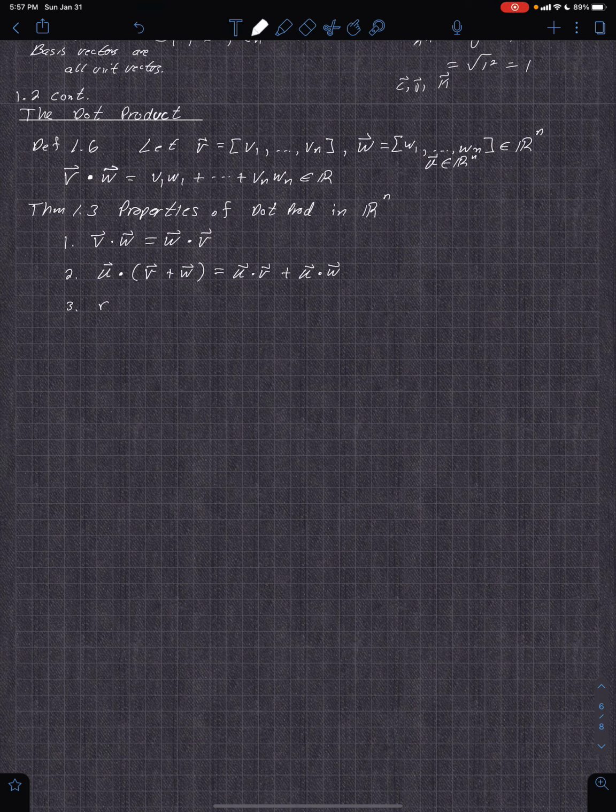3, R is a scalar. V dot W times R is equal to RV dot W, or you can distribute it to the other one, V dot RW. 4, V dot V is greater than or equal to 0, and V dot V is equal to 0 if and only if V is the 0 vector. 5, the magnitude squared is just V dot V. We've seen that one before too.